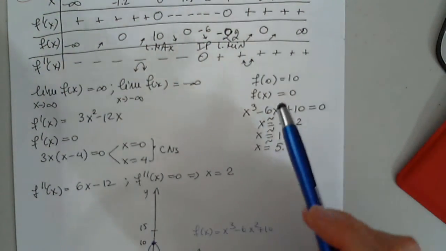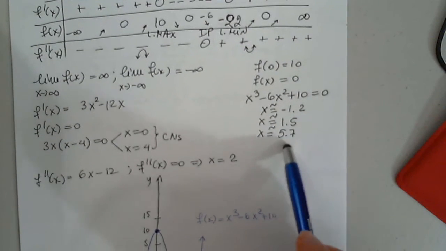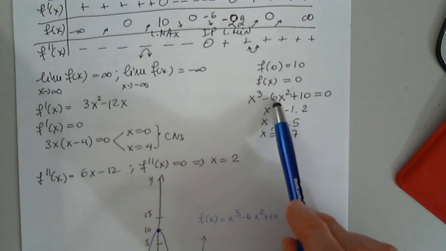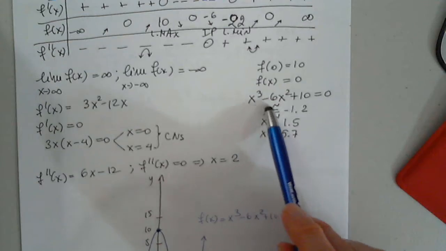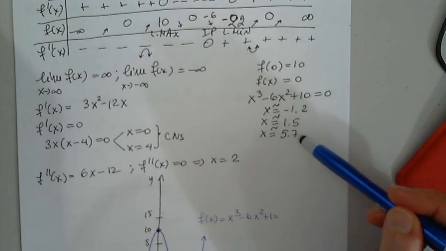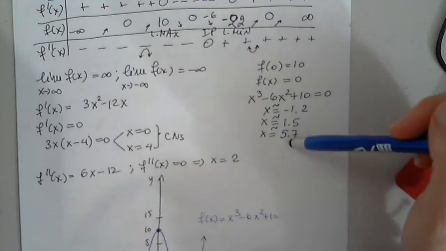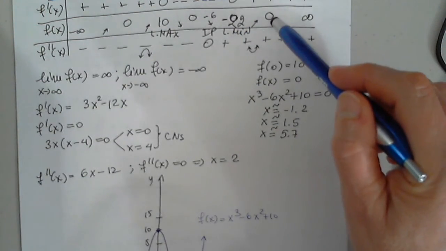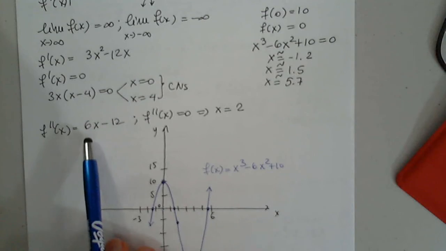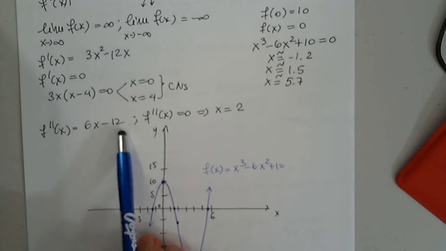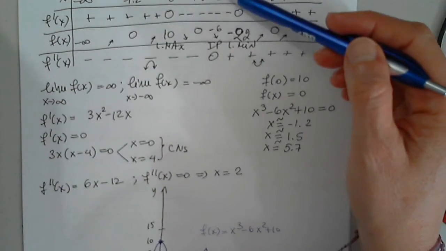And also I found the rest of the x-intercepts. I solved this equation with the calculator, and I got these three solutions: negative 1/2, comma 0; 1.5, comma 0; 5.7, comma 0. I also found the second derivative, 6x minus 12, so I get x equals 2, so 2, comma 0.